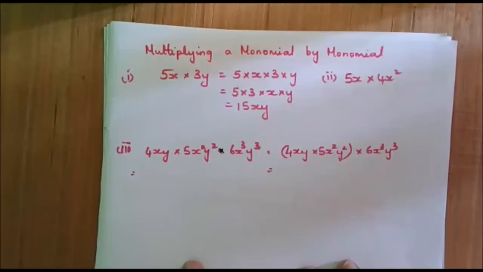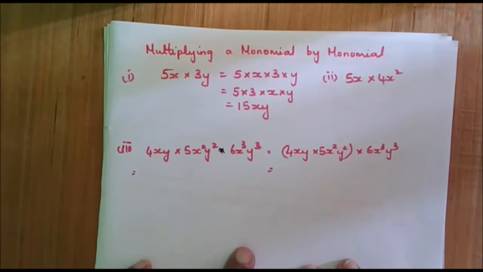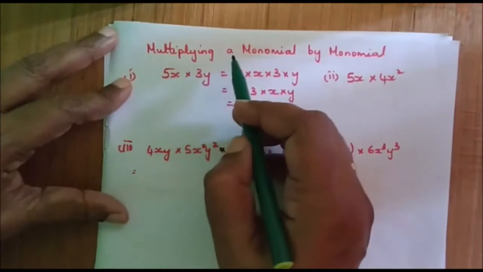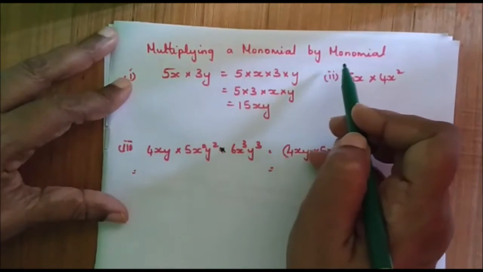Hello friends, this is a continuation of algebraic expressions and identities. In this part we'll see about the multiplication of expressions. Now let us consider the first one, multiplying a monomial by a monomial.